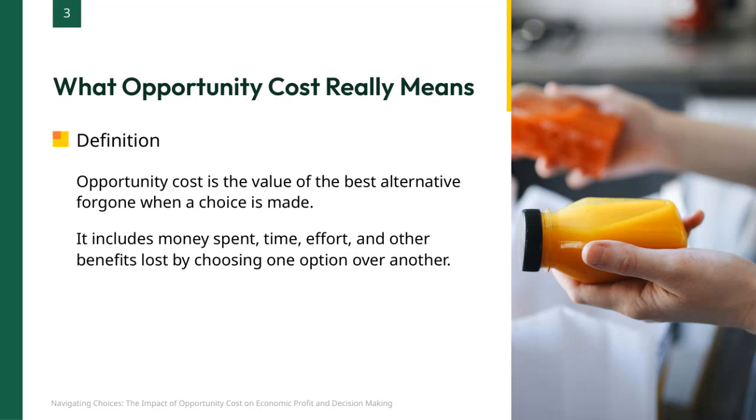When we talk about opportunity cost, we're referring to the value of the best alternative you give up when making a decision. It's not just about the money you spend. It also includes time, effort, and any other benefits you miss out on by choosing one option over another. So, understanding opportunity cost helps us see the real trade-offs behind every choice we make. For instance, if you decide to buy one bottle of juice, like the ones shown here, you might be giving up the chance to buy something else, or even saving that money or time for something different. This concept is key to making smarter decisions in everyday life.